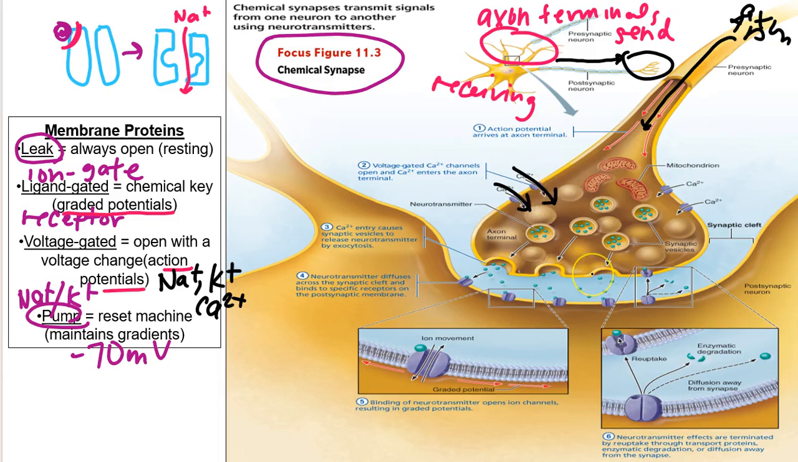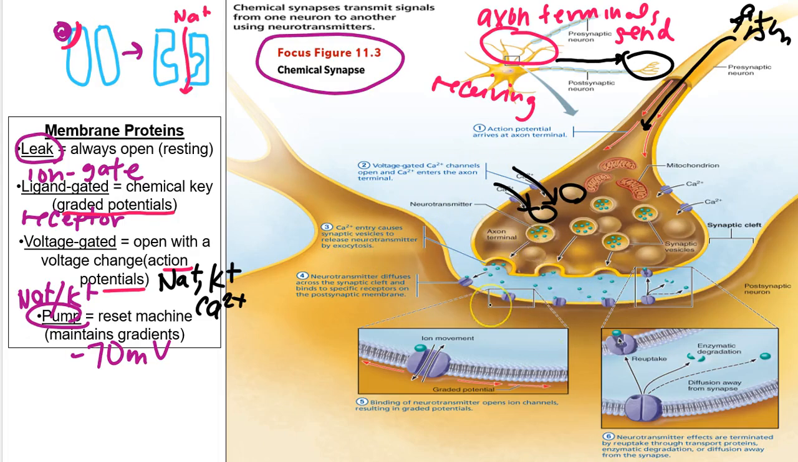Once it's inside the presynaptic neuron, what's going to happen is it's going to cause synaptic vesicles to be released, okay? So again, we're going to see these vesicles, and inside these vesicles are going to be neurotransmitters. Like the name suggests, a neurotransmitter is a little tiny chemical messenger that is going to transmit a signal. Where is it going to be transmitting a signal to?